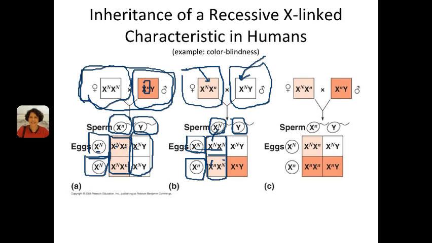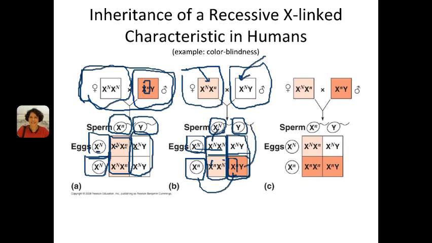She is not colorblind herself, but she can pass the condition to her children. And now let's look at the boys in that mating. The boy on the top has normal color vision. He's got the normal X chromosome and a Y chromosome as his sex chromosome pair. And the boy in the lower right corner has color blindness. He's got the mutated X chromosome that he inherited from his mother and the Y chromosome that he inherited from his father.